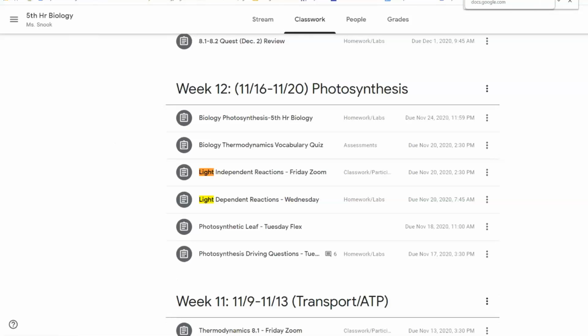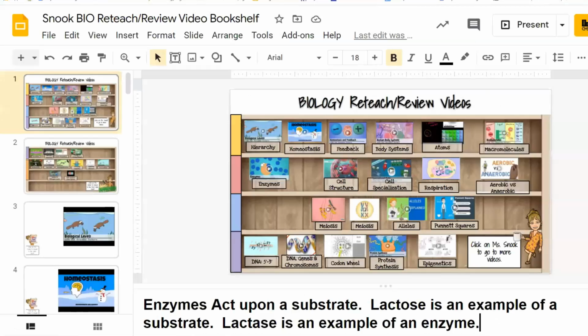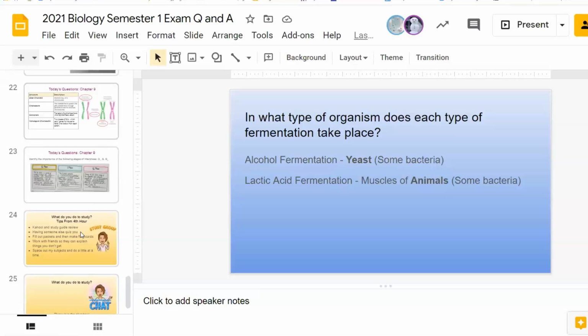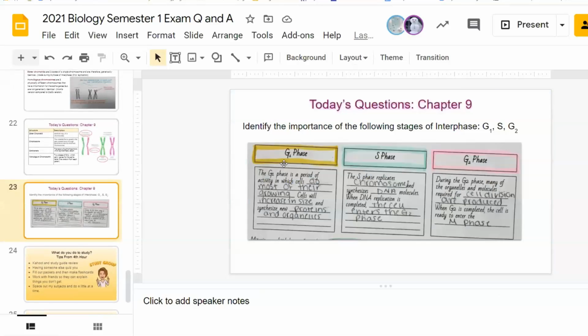I'm pulling this back up. So I have a question about, okay, yep. So if you have Chromebooks, you hit Control F. Thank you. So in chapter 9, there was a question about G1, S, and G2. What's the importance of G1 or gap, synthesis, and gap 2?